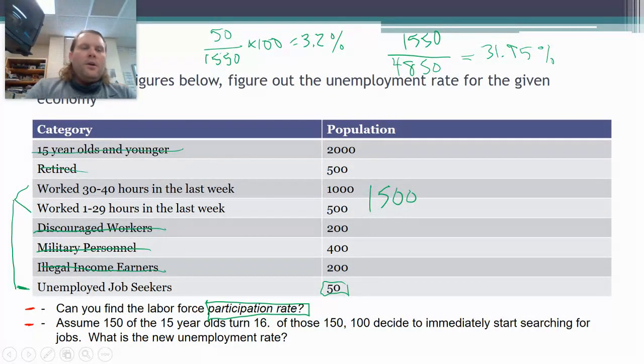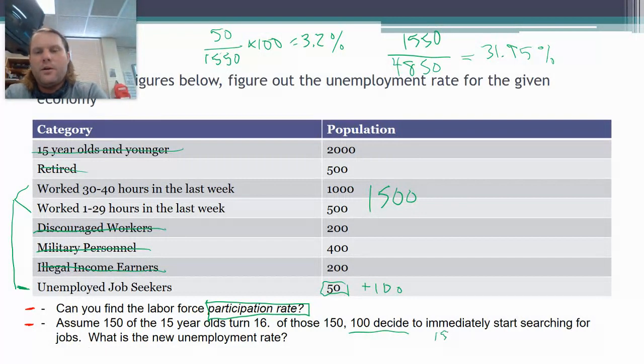Okay. All right, last but not least, we've got to change our math down here. So read close. Assume 150 of the 15-year-olds turn 16. So now they're in, in terms of potentially being a part of the labor force. Okay, 100 decide to immediately start searching for jobs. So we're going to add 100 to these. Okay, so now we have 150 that are unemployed. The tricky thing to remember is we've also got to add 100 to this.